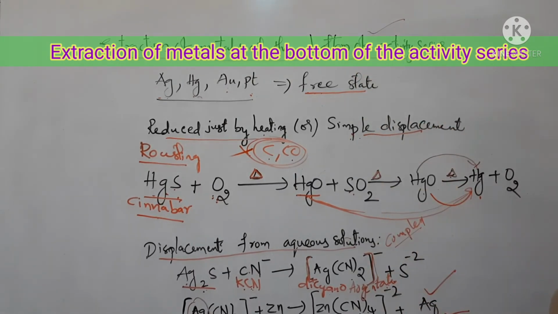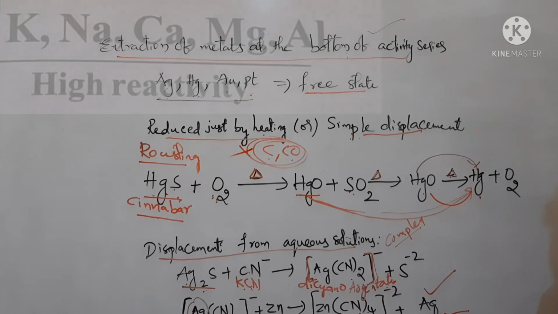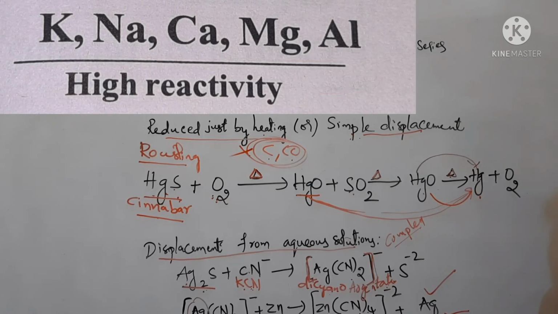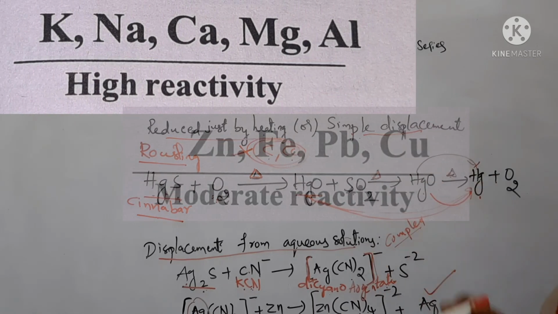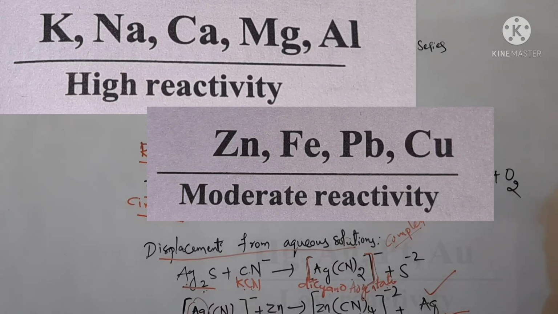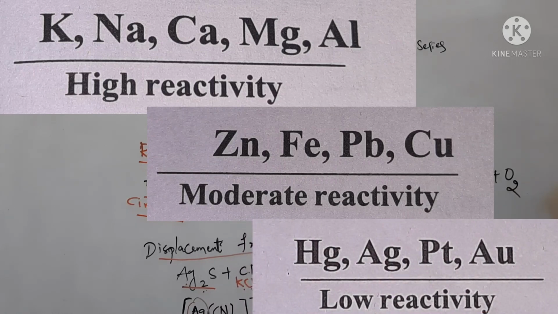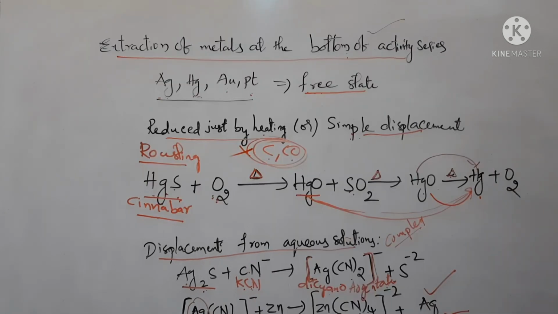Now, whatever the process we take for the topmost activity series or middle of the activity series or bottom of the activity series, the metals extracted are crude metals. In order to convert the crude metals to pure metals, we have to go for the purification or refining process.